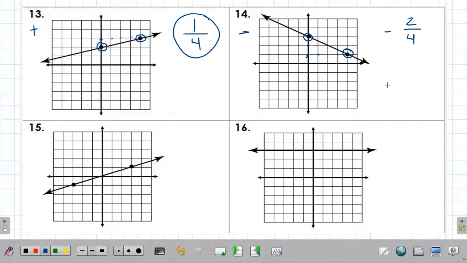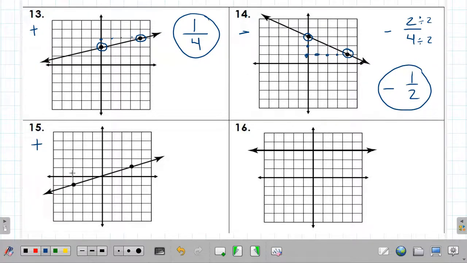Well, that fraction actually simplifies to negative 2 over 4. So divide by 2, divide by 2. That fraction is 1/2. So negative 1/2. I marked those out there so you can clearly see how I counted. So down 2 over 4.